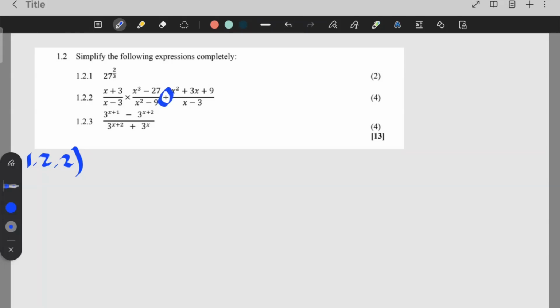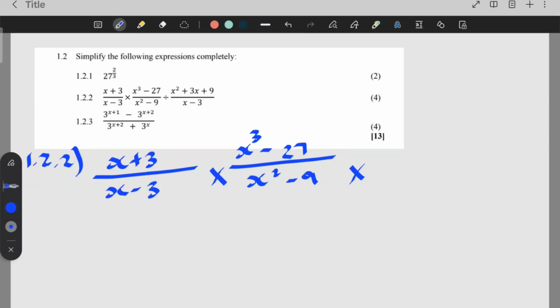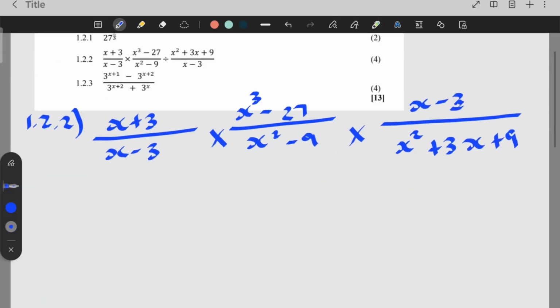So I'm first going to change this to a times, and then I'm going to switch these two around. Remember, you switch around the fraction after the sign, not the fraction in front of the sign. So I'm changing the division sign to times, and then I'm switching around. So this goes on top, and then x squared plus 3x plus 9 goes at the bottom. Okay, so that's the first thing I would do. The next thing you do, when you are multiplying fractions, is you want to cancel. Can you see this and this will cancel? But that's all that will cancel here.